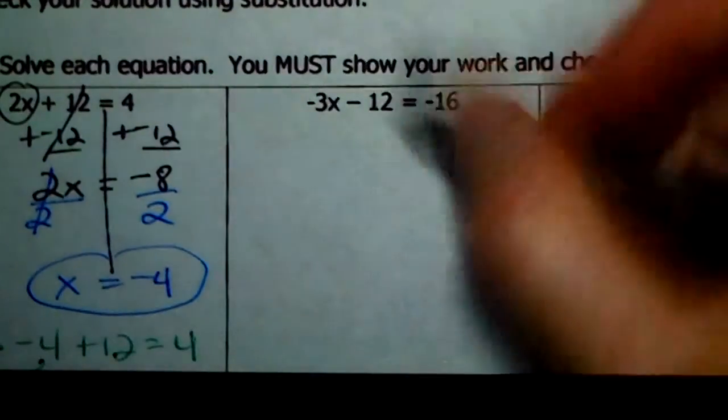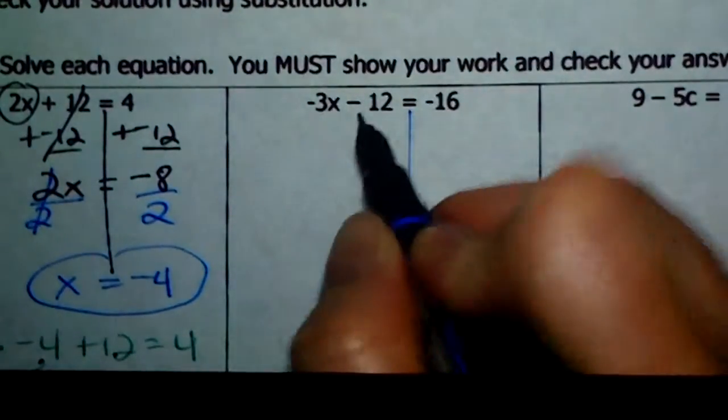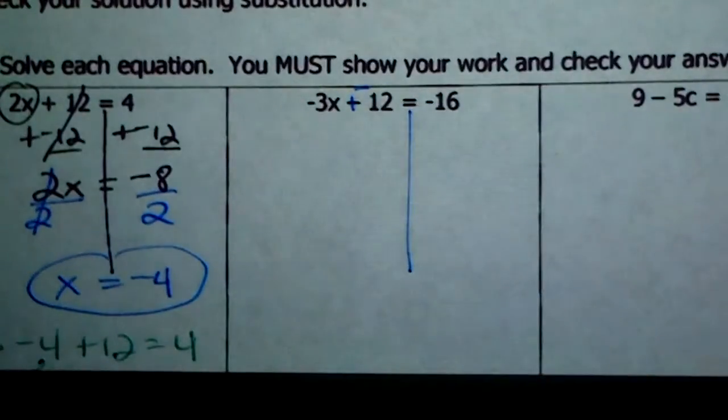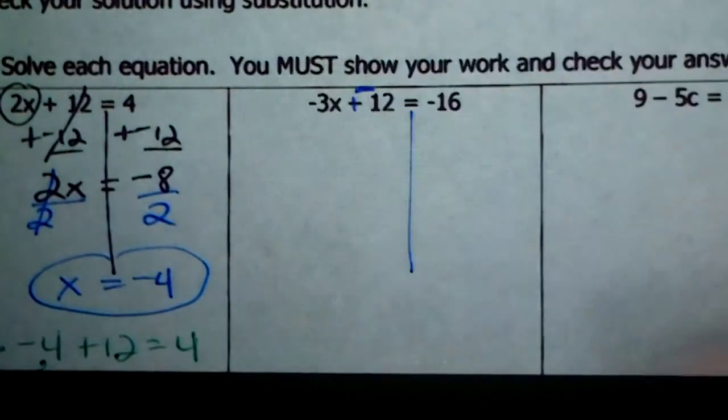Just keep swimming. Draw your line. This one's subtraction, so I'm going to keep change the opposite. So now I'm dealing with a -12 here.